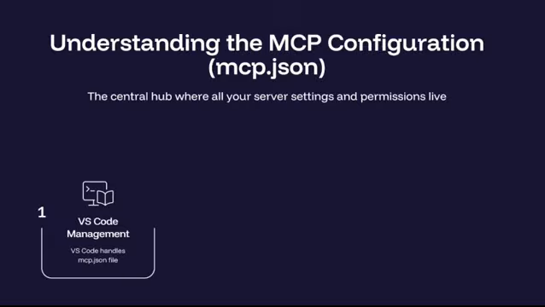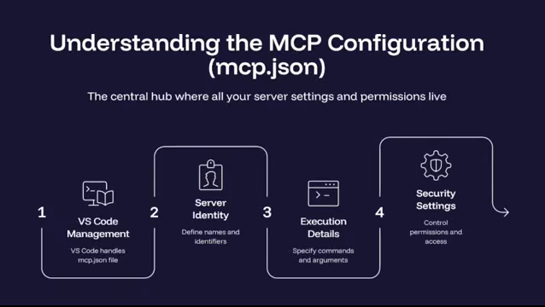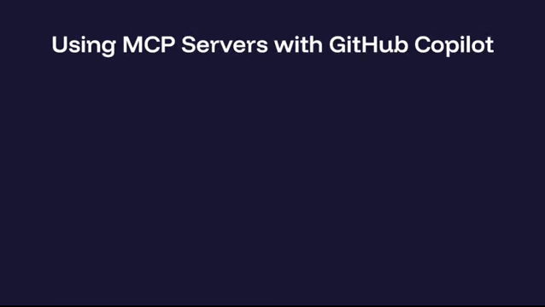If needed, we can also manually edit this configuration to customize server behavior or change permissions. Okay, so in simple words, if I want to conclude, I can say mcp.json tells Visual Studio Code how each MCP server should work. Okay, so this is the whole topic about mcp.json and how you can do the configuration. Let's go ahead now: using MCP servers with GitHub Copilot. Let's understand this thing.